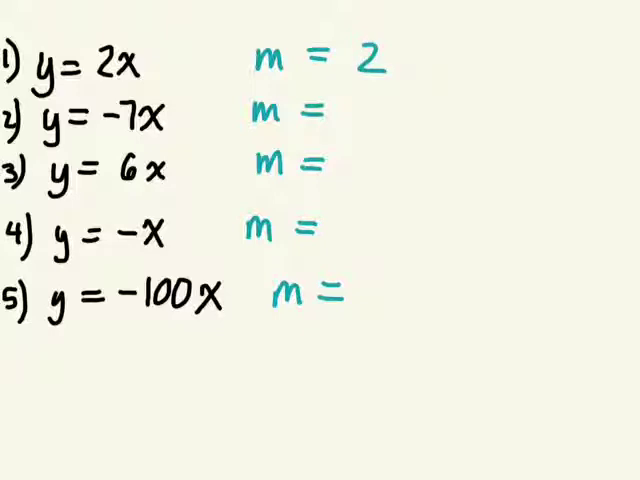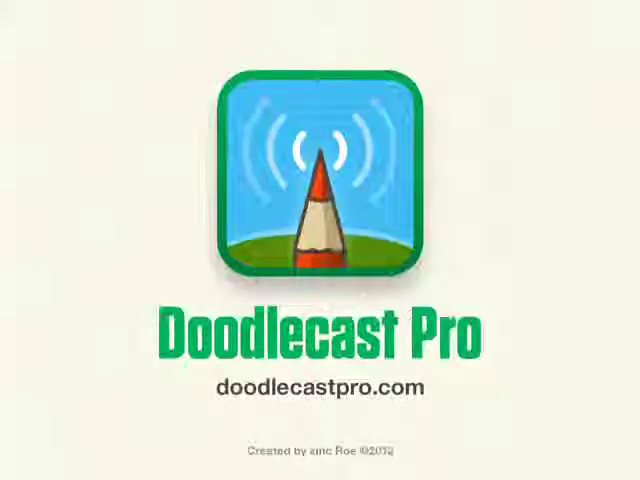Number 2, Jamie. Slope is equal to? Good. Number 3, Marie. Good. Number 4, Mark. Negative 1. Excellent. We can always put a 1 in front of a variable. It won't change it. Number 5, Giancarlo. Good. Excellent.